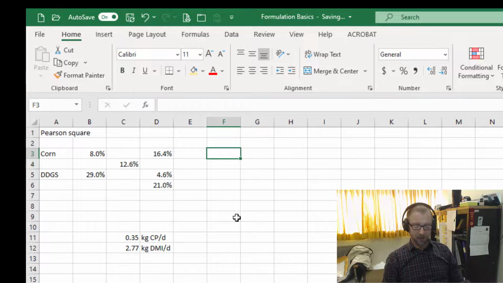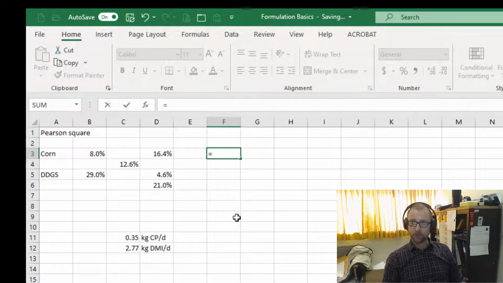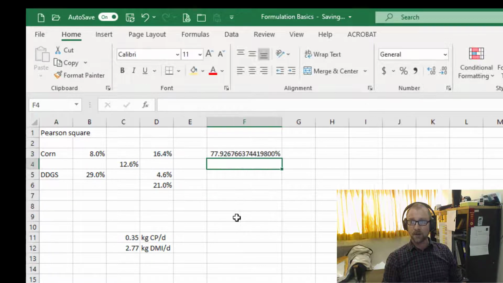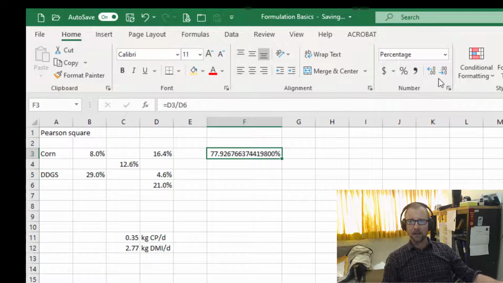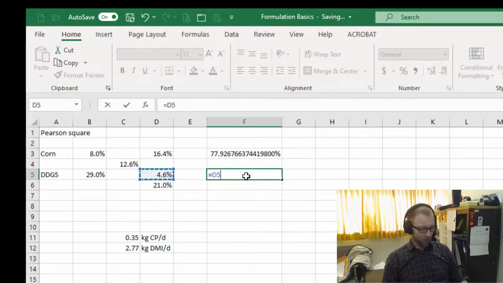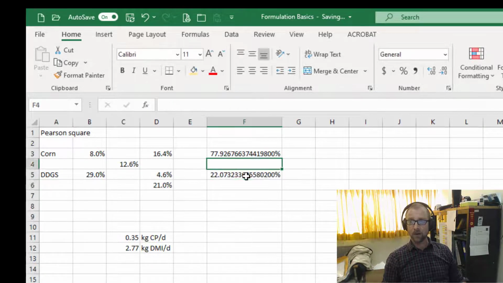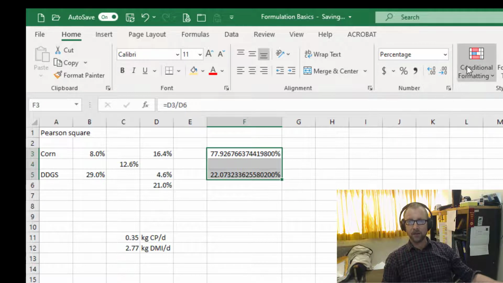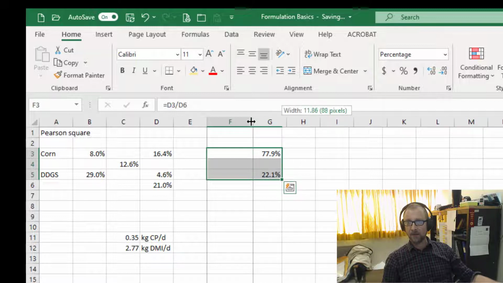Then, if my 16.4 of this total 21 is going to be the distillers, and Excel loves to do this, and I don't know why, I'm just going to wait till I do this one as well. You take the proportion that is going to be the distillers, and you divide it by the total amount there, and then you can decrease these decimal points to a reasonable number, and now I can bring this back into a reasonable width as well.